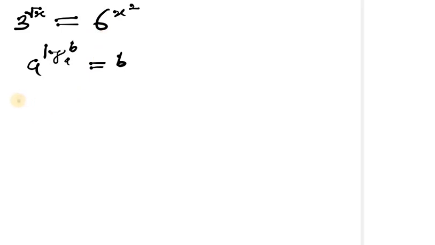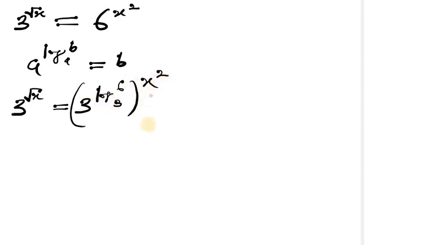So let's recall we have 3 to the power of root of x equals 3 to the power of log of 6 to base 3, all to the power of x squared. The 3 would take care of this and you have 6 left. So we haven't changed anything yet.